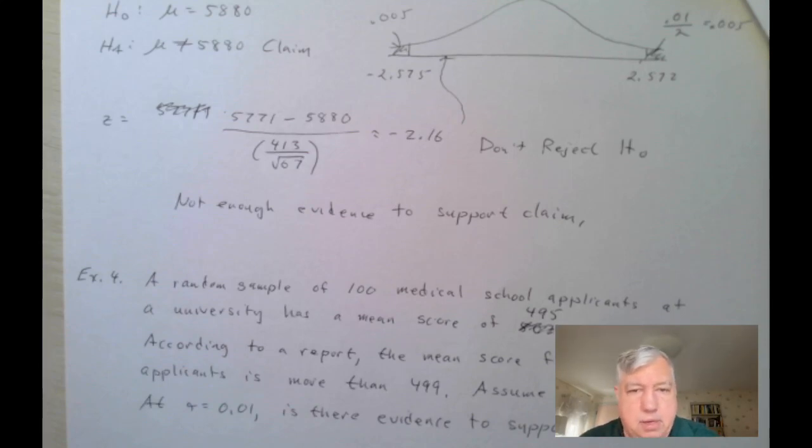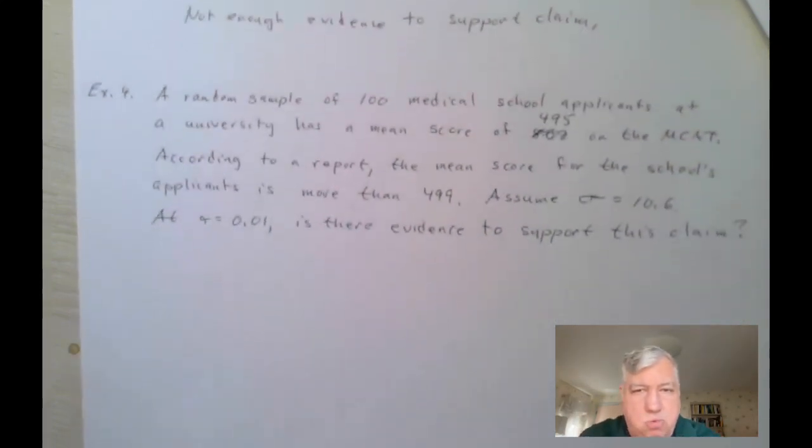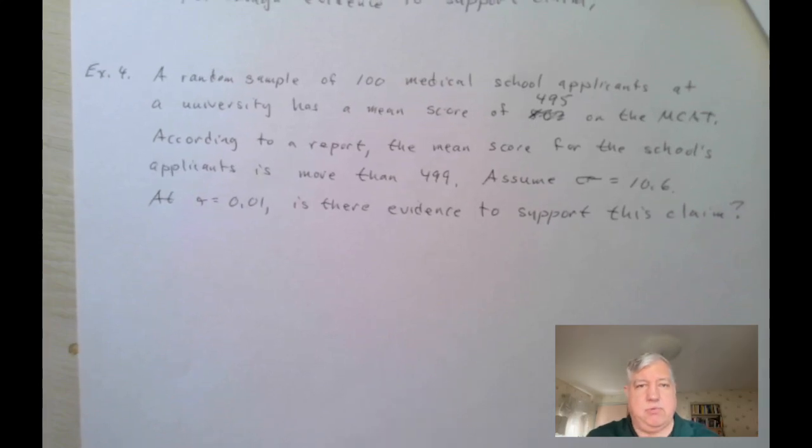All right. Now let's look at a word problem, or story problem, where we actually have some words to read. A random sample of 100 medical school applicants at a university has a mean score of 495 on the MCAT. According to a report, the mean score for the school's applicants is more than 499. Assume sigma is 10.6 at alpha equals 0.01. Is there evidence to support this claim?